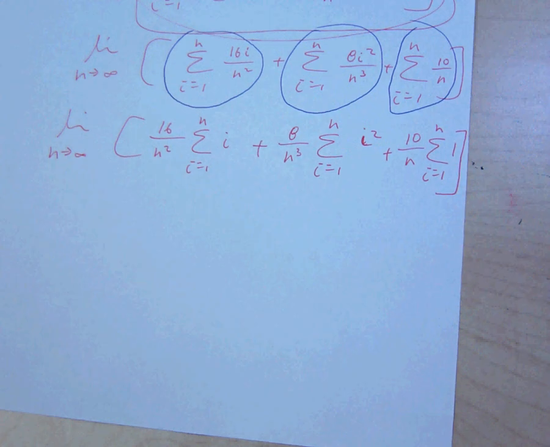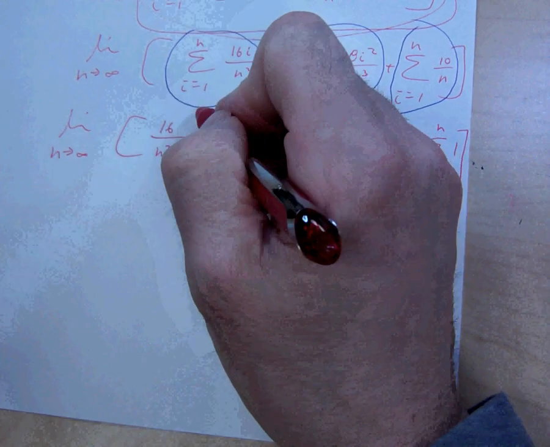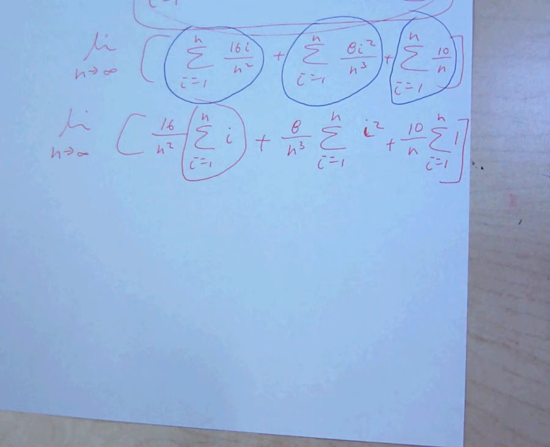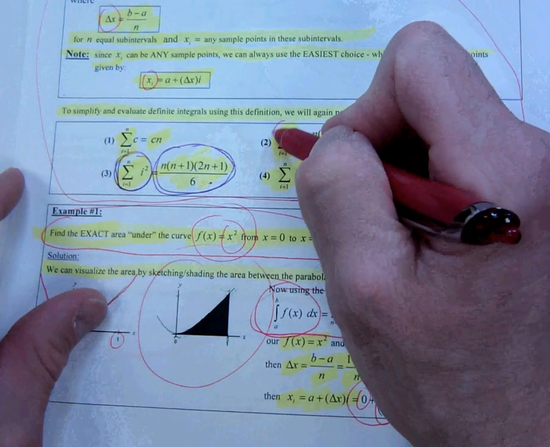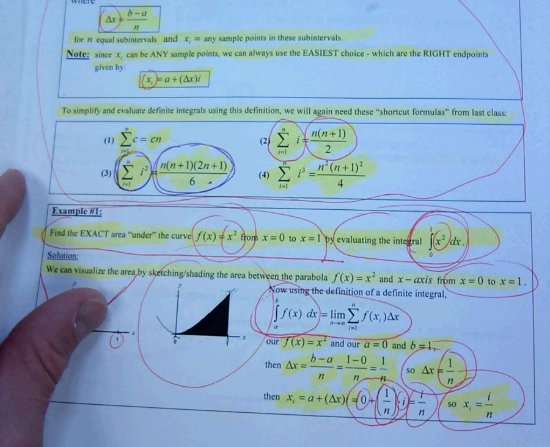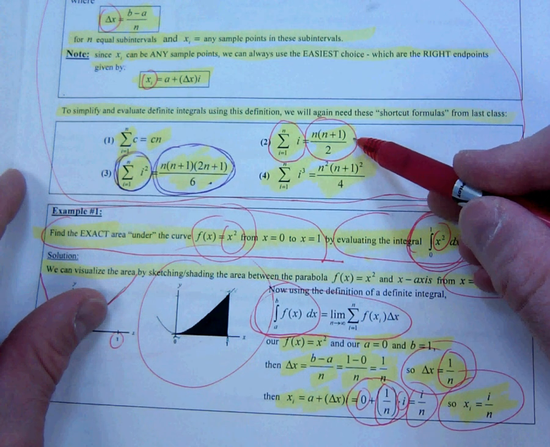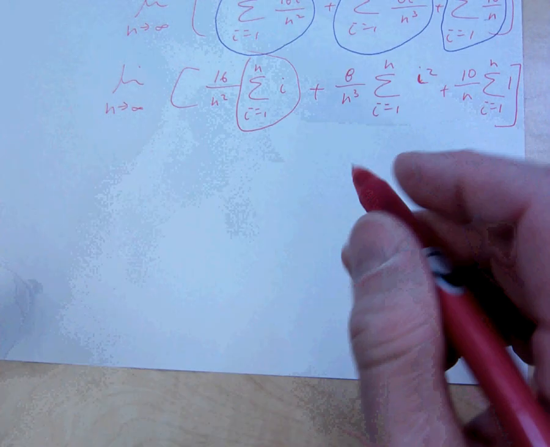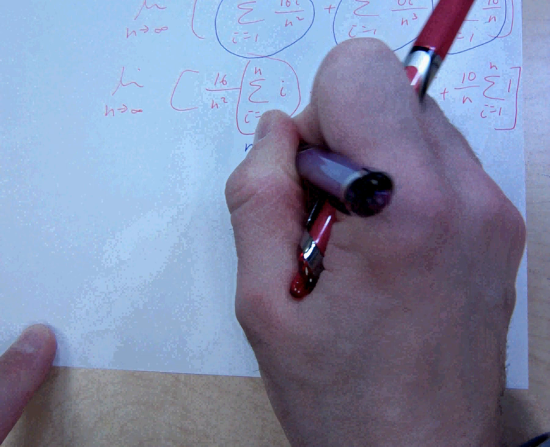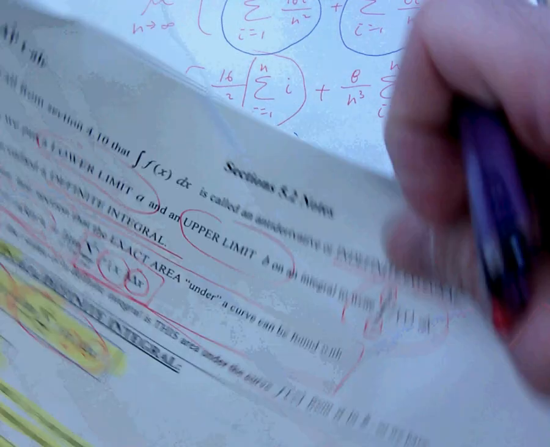All right, let's look at this now. To evaluate that summation, is there a shortcut formula for that? Yeah, right here. What is it? I can replace that with n times n plus 1 over 2. Okay, everybody with me on that?